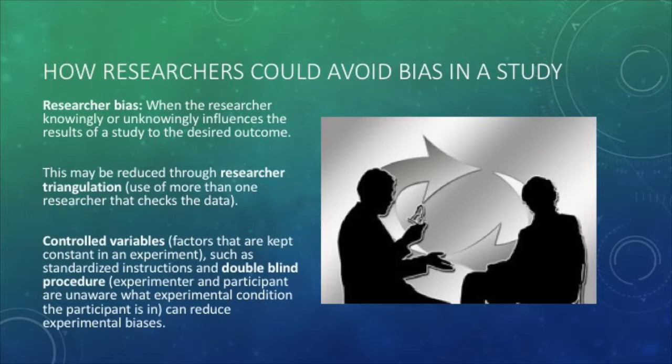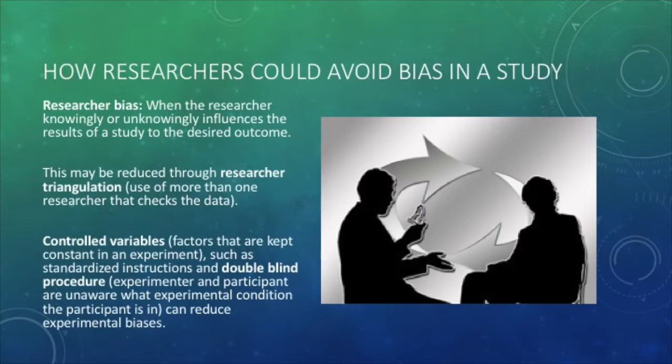Researcher bias is when the researchers may influence the research they conduct. This can, for example, occur during interviews if researchers knowingly or unknowingly are asking leading questions. Possible ways of reducing this is to use more than one researcher that can cross-check, analyze code, or verify the data that's produced. This is called researcher triangulation.